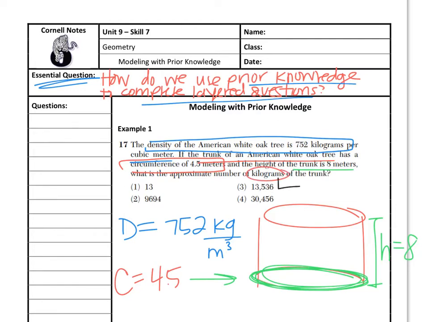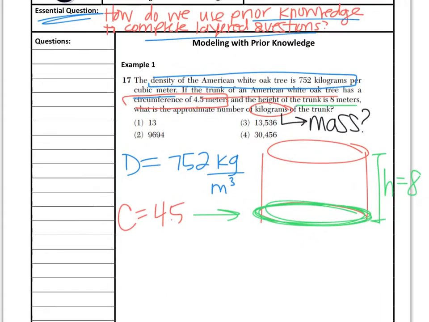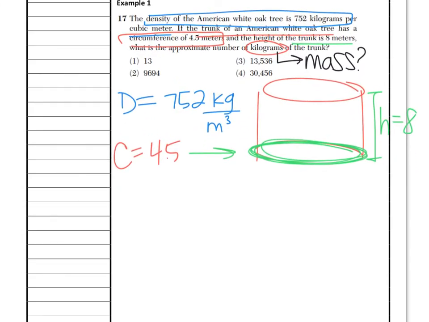Kilograms is a measurement of mass, or weight if you want to think about it that way. In order to use the density formula that also has mass in it, remember that we also have to know the volume. We have the density, we're looking for the mass, and we can find the volume. The first step is to find the volume, but prior to that we have to have the radius.